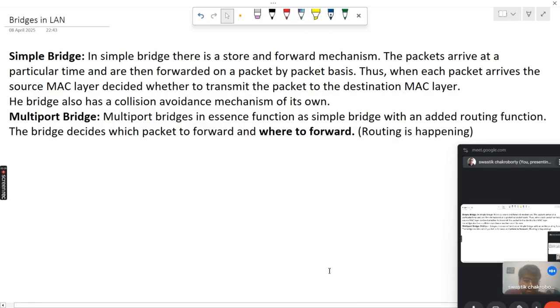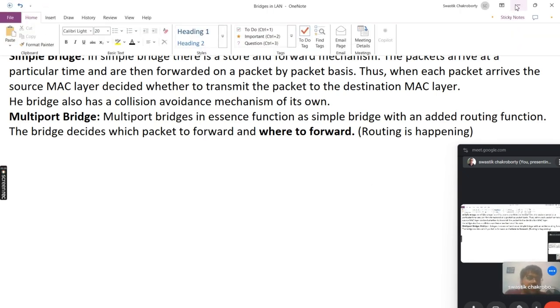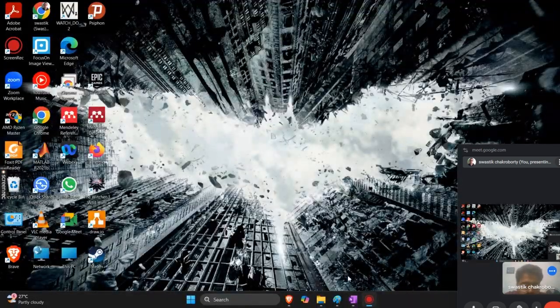Where was I? We have covered single port bridge and multi-port bridge. Single port bridges only know where to forward the packet, whereas multi-port bridges have the idea of when to forward the packet and where to forward the packet.